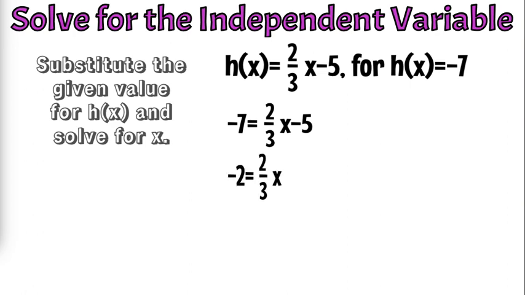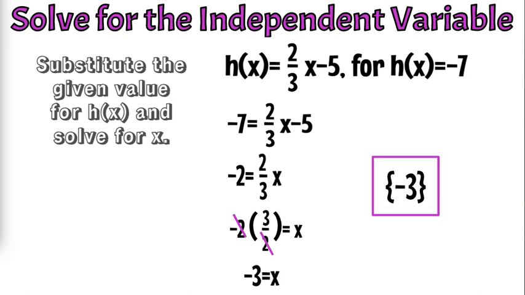So we add 5 to both sides. That gives us negative 2 equals 2/3 x. We multiply both sides by the reciprocal 3/2. Negative 2 times 3/2 simplifies to negative 3. So h of x, when it equals negative 7, our x value is negative 3.